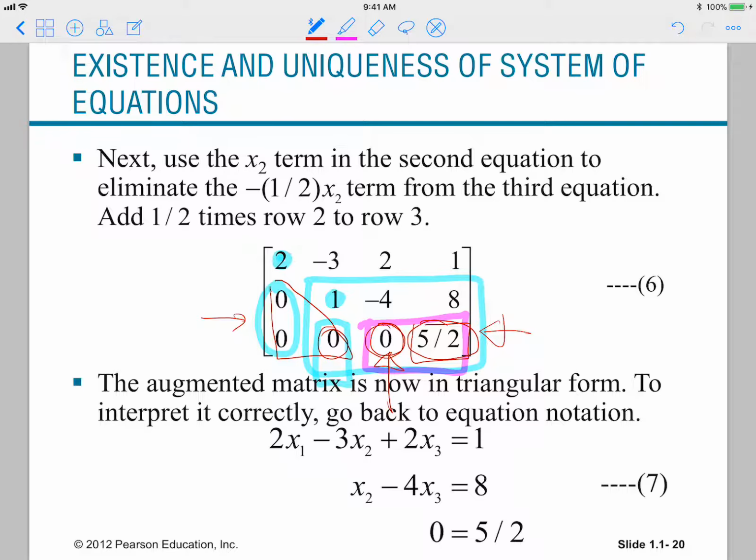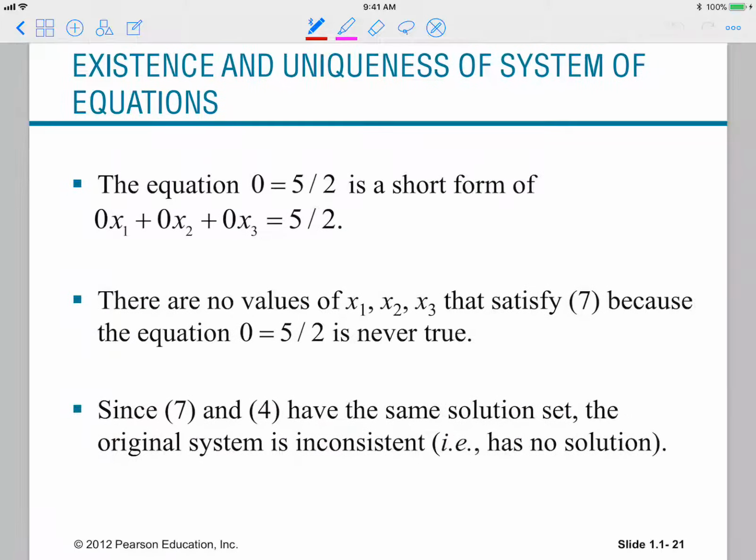Because it corresponds to 0 times x3 equals 5 over 2, right? So in this case, we clearly see that it is impossible to make this true, right? So we can see that this linear system has no solution at all, right? So this is basically the way to determine whether the system has a solution or not, okay?